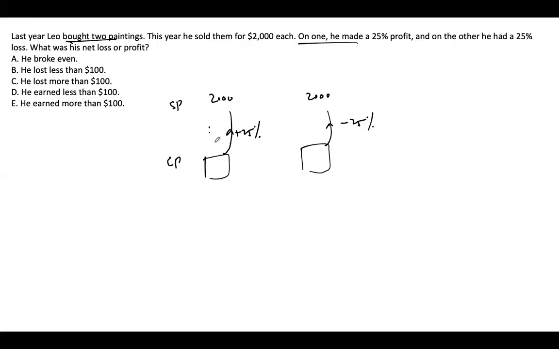How come? Explain, how did you find out? So 2000 is 125% of the cost price. If I were to assume the ratio 25%, so 5 by 4, if this is 4, this would be 5. So this is the value that we assume, and we want to multiply by 400.